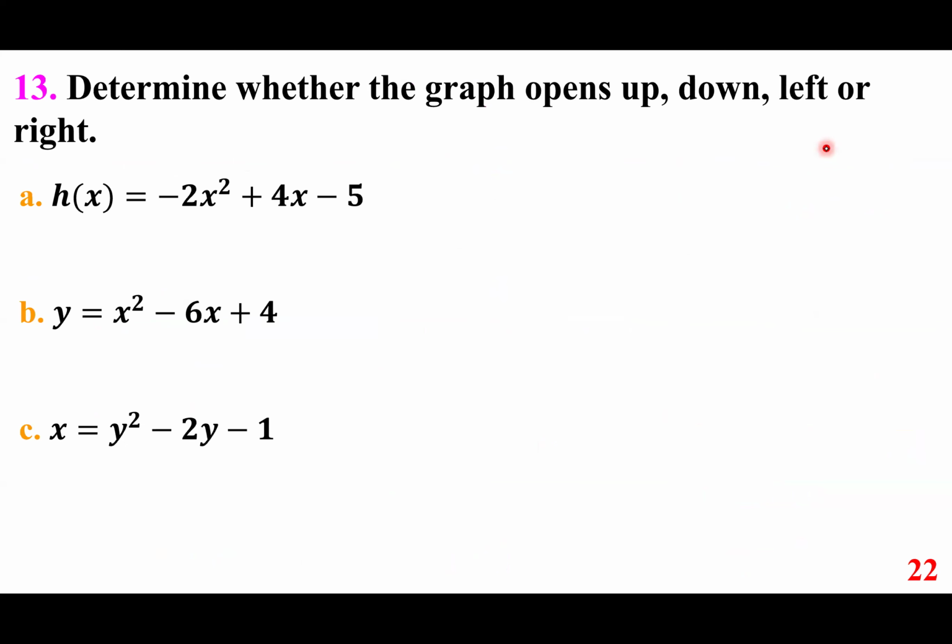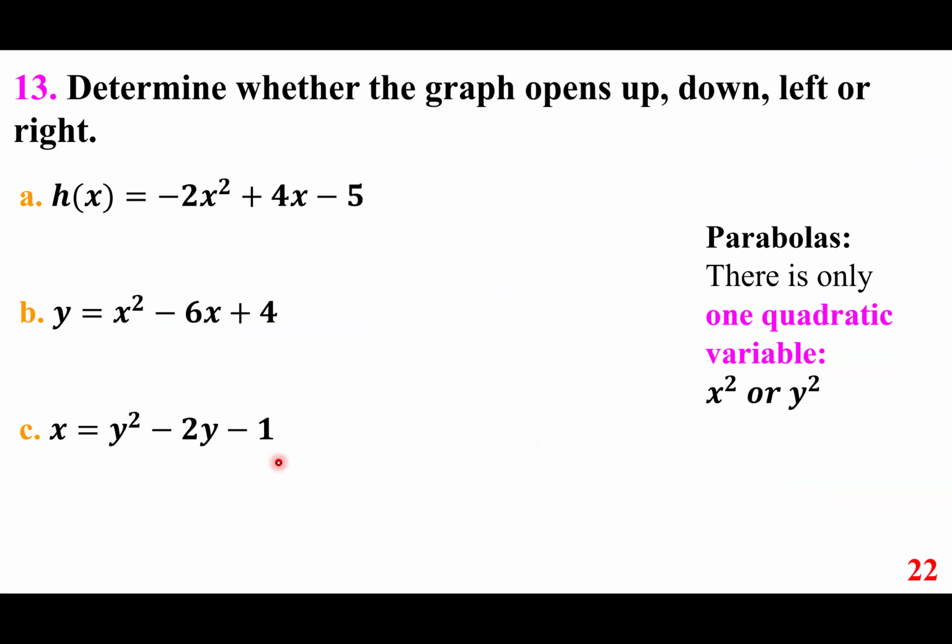Determine whether the graph opens up, down, left, or right. So you're looking at this situation first and foremost. All of them are parabolas. How do you know that? There is only one quadratic variable. You either have x squared or y squared, not both.